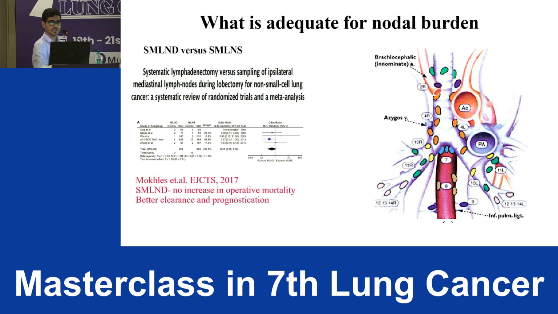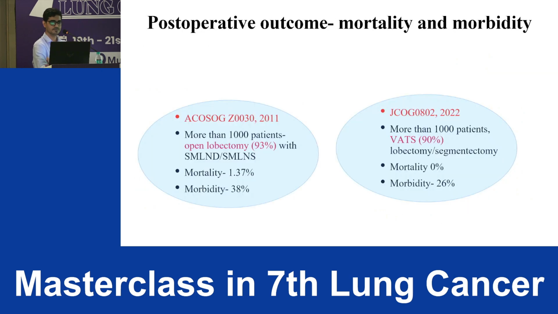Now this was all about T. Now coming to N. There are two things: either you can sample nodes or you can systematically clear nodal stations depending upon the site of disease. This is a meta-analysis of 5 important RCTs which says that between sampling and systematic nodal clearance there is no significant difference in complications, but the prognostic information that you get with systematic clearance is more compared to sampling. That is why systematic nodal clearance is preferred.